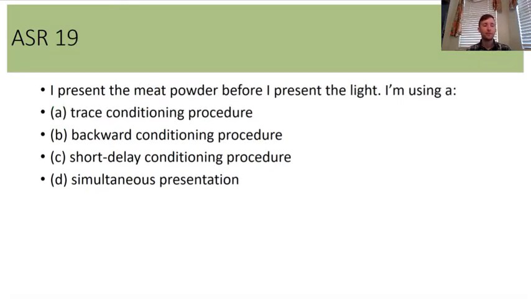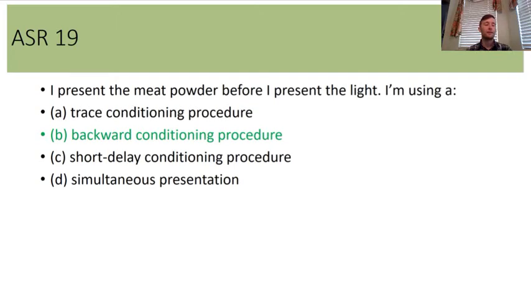ASR 19, I present the meat powder before I present the light. So I'm using a trace conditioning procedure, A, B, a backward conditioning procedure, C, short delay conditioning procedure, or D, simultaneous presentation. Couple more seconds. Alright, I'll close the poll. The answer here is B, a backward conditioning procedure.